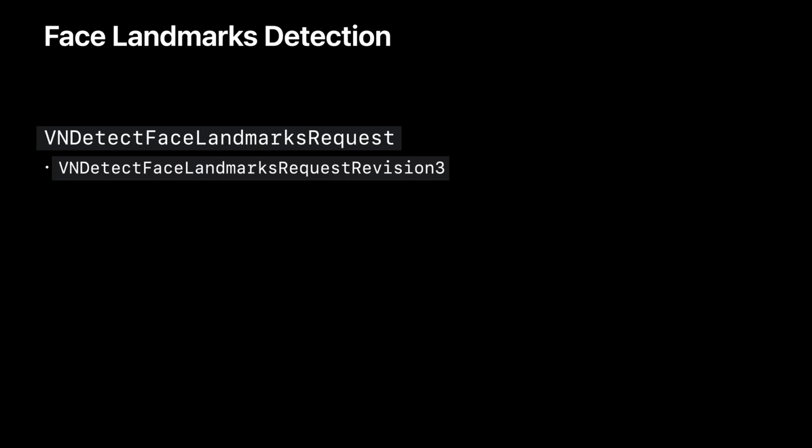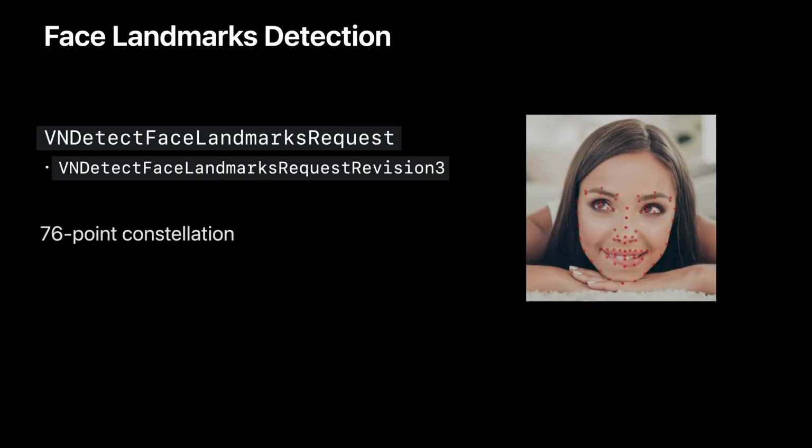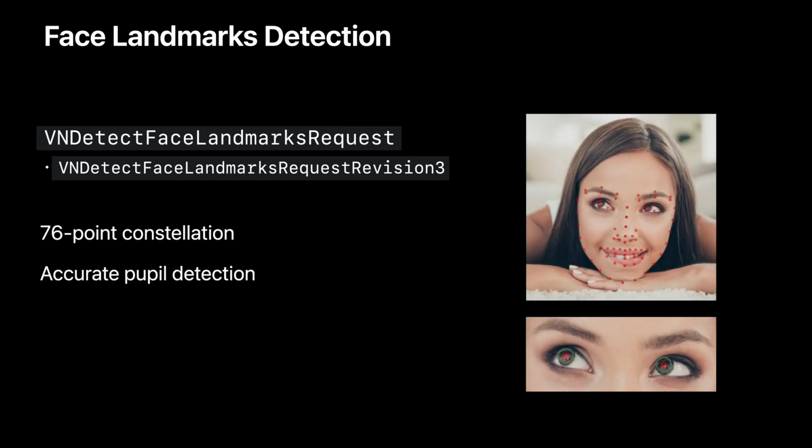Face landmarks detection is another important function of our face analysis suite. Face landmarks detection is offered by means of the detect face landmarks request, and the latest revision is revision number 3. This revision offers a 76-point constellation to better represent major face regions, and it also provides accurate pupil detection.